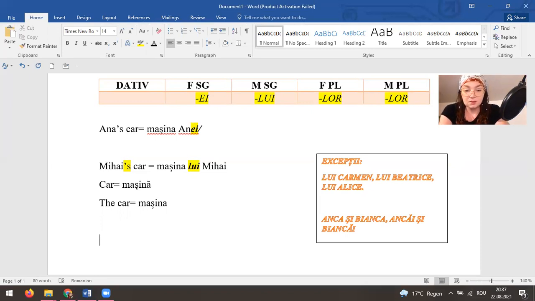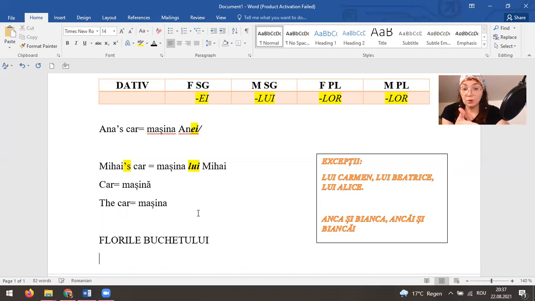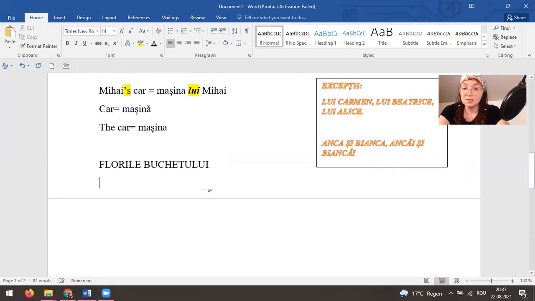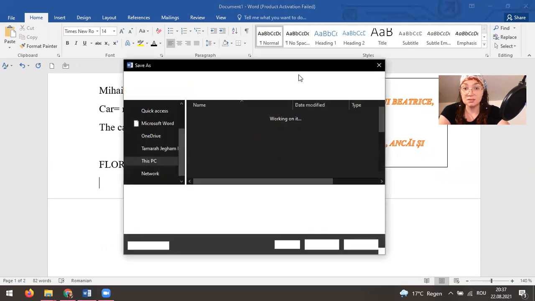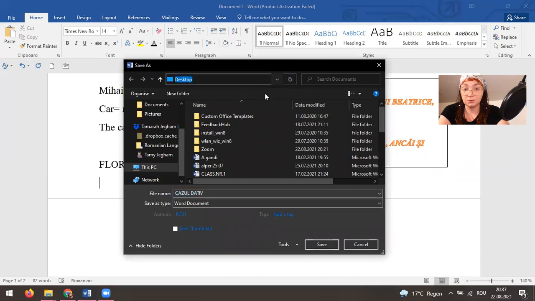Let's see further. Florile lui. Flori, the flowers. Bouquet, bouquet. So the bouquet of the flowers, or the flowers bouquet. That's how it is. And I will stop it here. I will save it and I will send it to you if you would like.